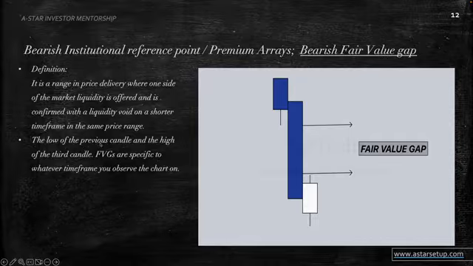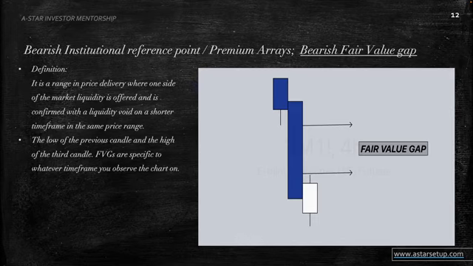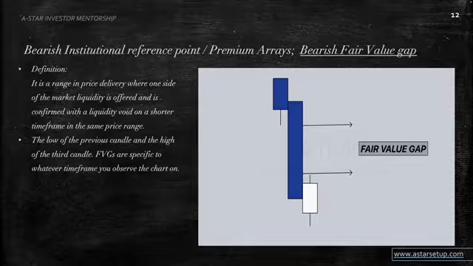So the low of the previous candle and the high of the third candle form the fair value gap. And the fair value gap is specific to whatever time frame you observe the chart. So if you observe the chart on a 1 hour time frame and you see a fair value gap, you treat it as a 1 hour time frame fair value gap, and you trade it as a 1 hour time frame fair value gap. If you see the fair value gap on the weekly time frame, you treat it as a weekly time frame fair value gap, and you trade it as a weekly time frame fair value gap.